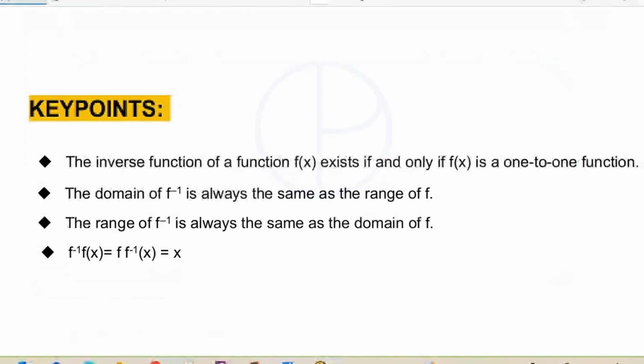The inverse function of a function f(x) exists if and only if f(x) is a one-to-one function. The domain of f inverse is always the same as the range of f. The range of f inverse is always the same as the domain of f. f inverse of f(x) equals f of f inverse of x, which equals x.